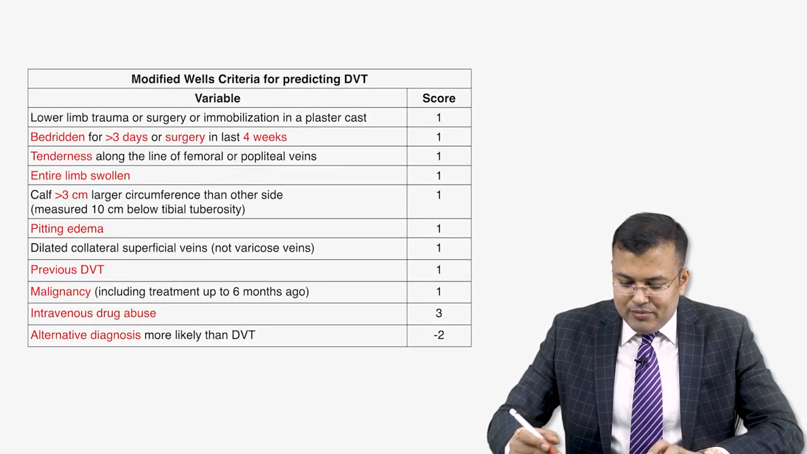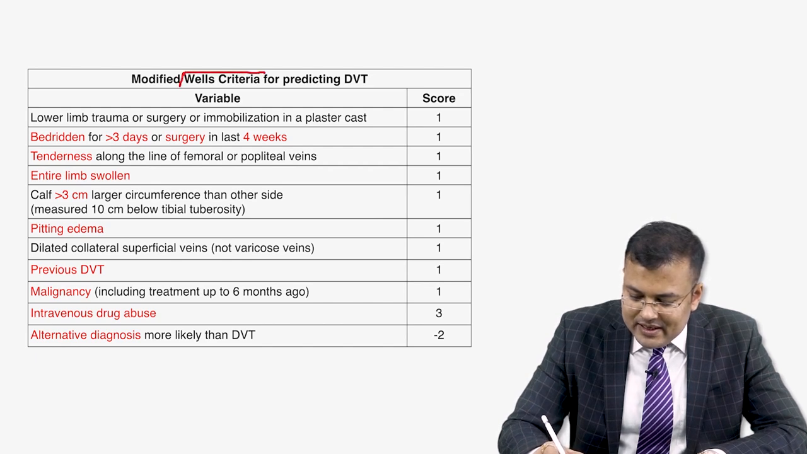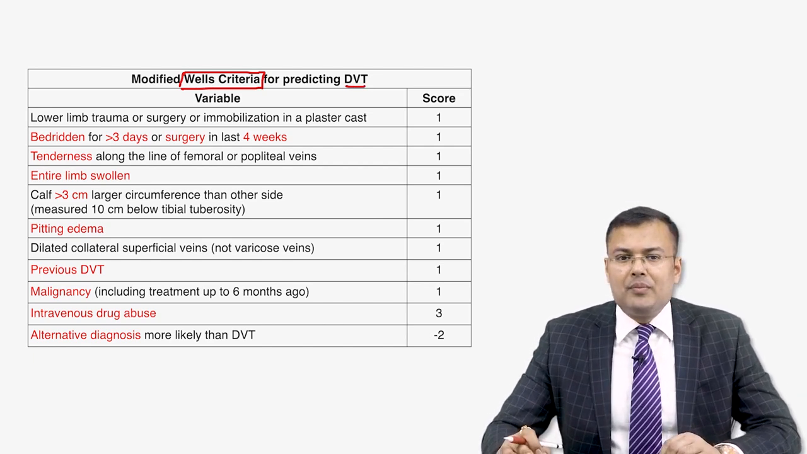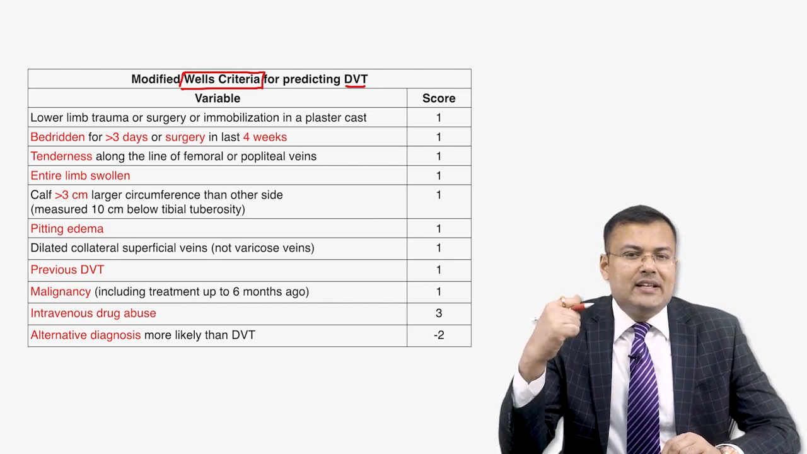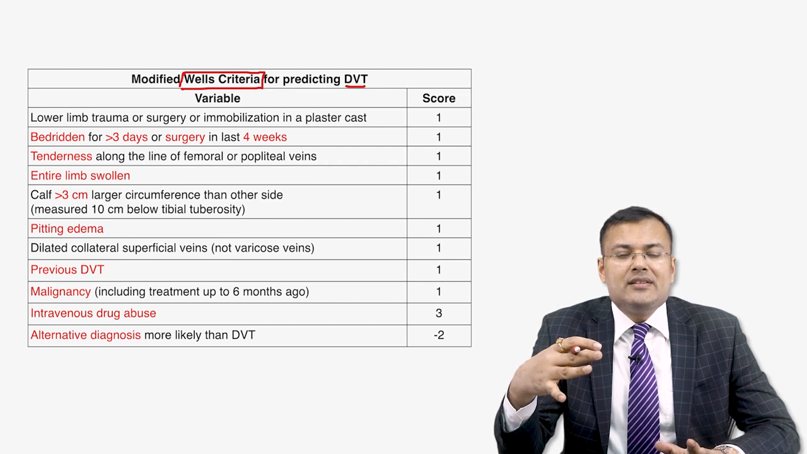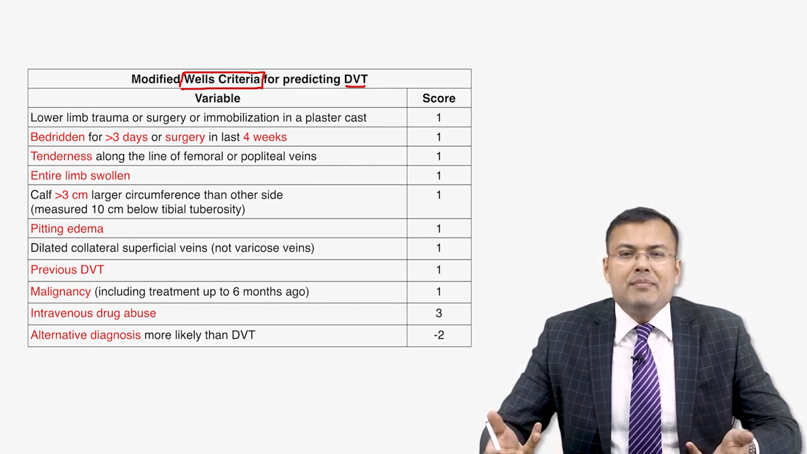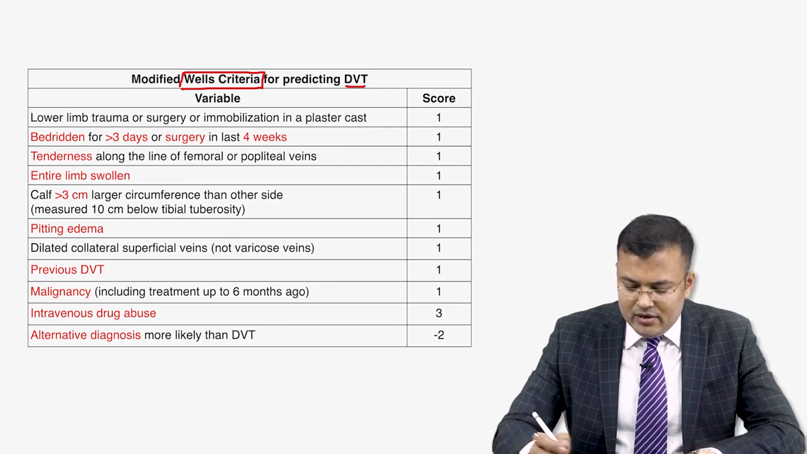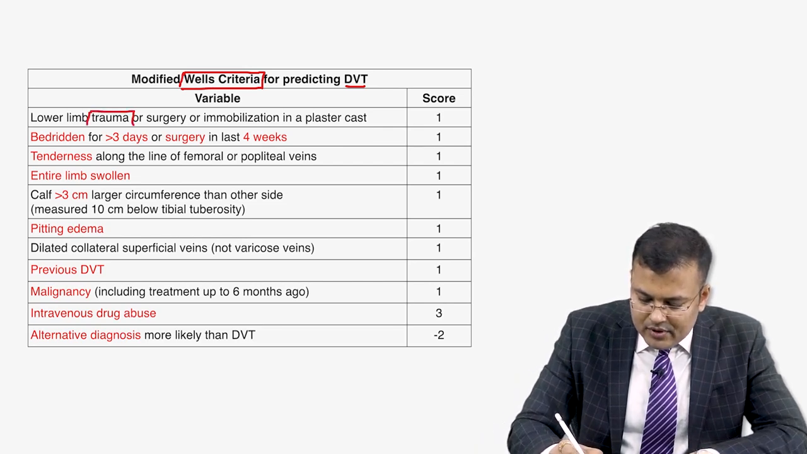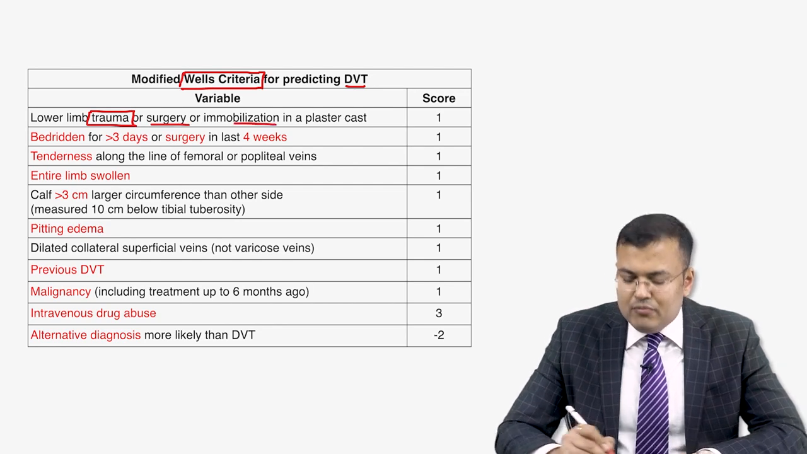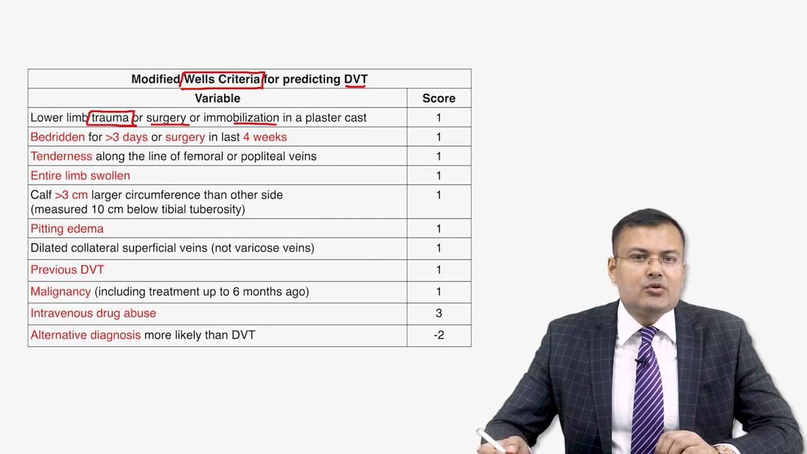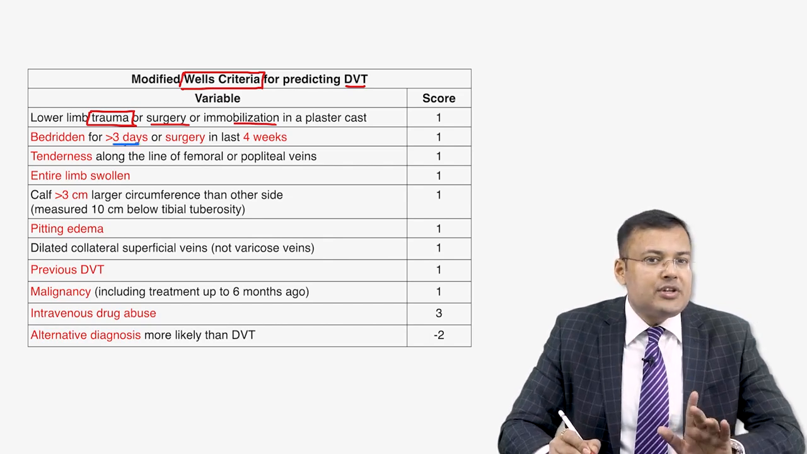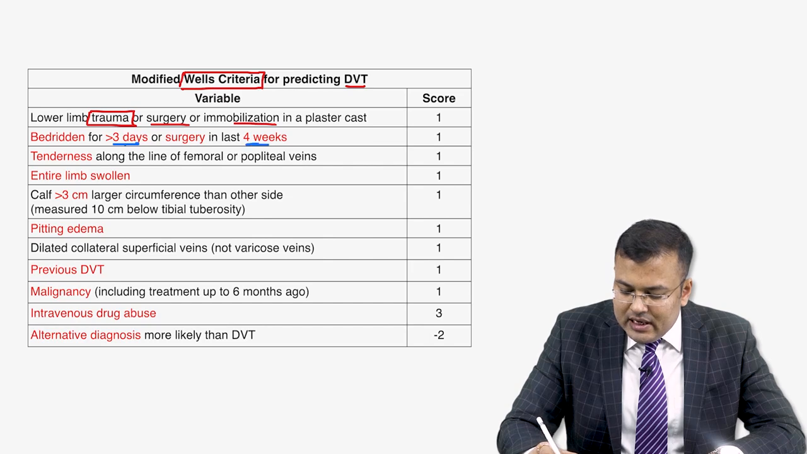Next, this is very, very important: the modified Wells criteria for predicting DVT. Now see the variables and the score. We discussed which surgeries have the highest risk: orthopedic surgery, pelvic and lower limb, meaning hip replacement, knee replacement, and hemiarthroplasty. If there is lower limb trauma, lower limb surgery, or immobilization in a plaster cast, the score is 1. Second, the patient is bedridden for more than 3 days, or surgery was done in the last 4 weeks. You have to remember the duration.